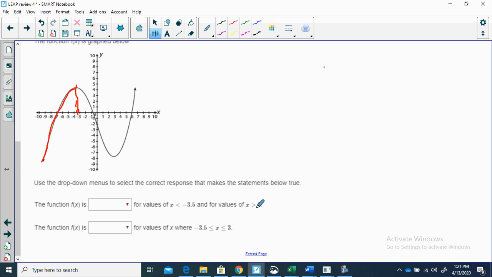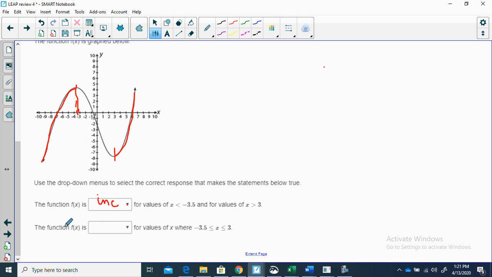And for values where x is greater than 3. So let's go here on x is 3. Anything that's greater than 3, we're talking about this part of the curve. Notice as I go from left to right, from smallest number to greatest, this is going up and this is going up. So the functions here are increasing for those values.